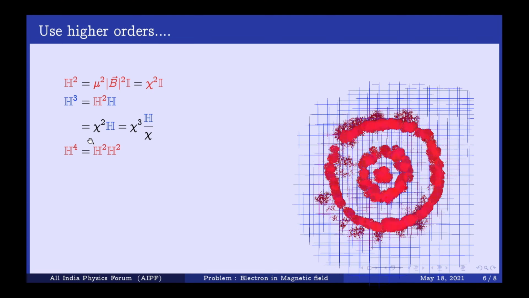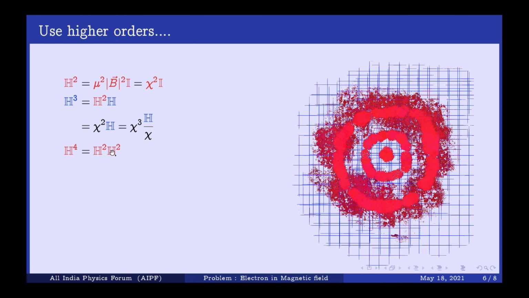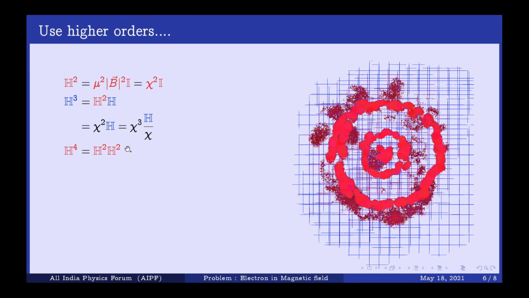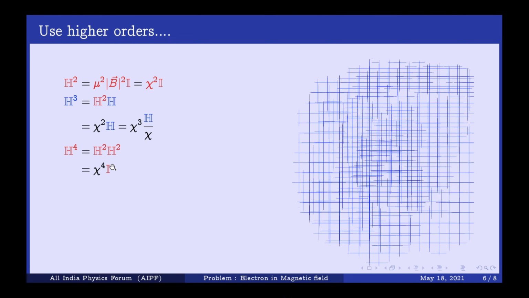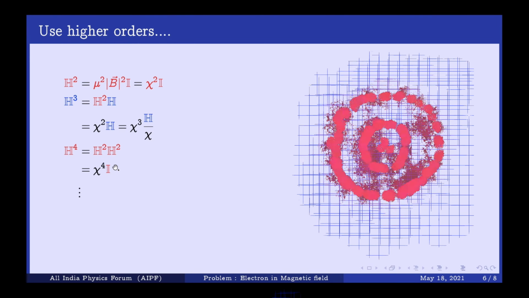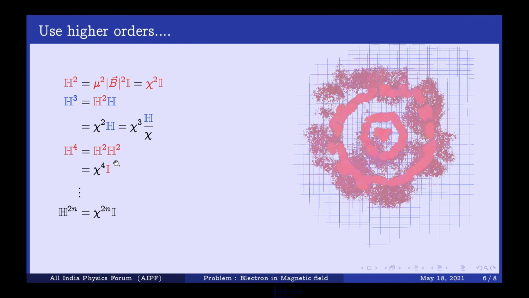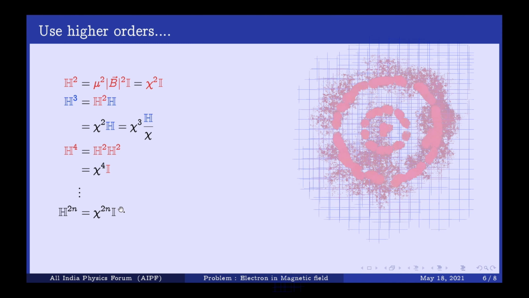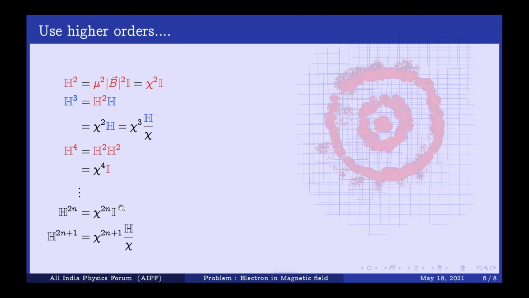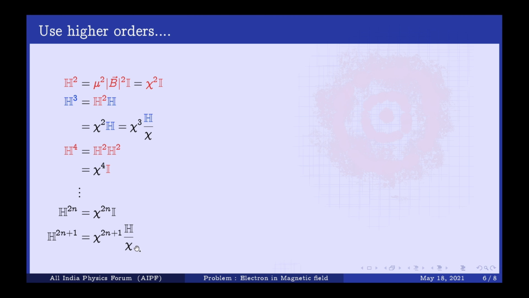Okay, so now let us calculate H to the power 4, and this will be simply H square into H square. So that will appear as chi to the power 4 identity operator. And in similar fashion you can go further, and you can calculate in general H to the power 2n as chi to the power 2n identity operator, and H to the power 2n plus 1 as chi to the power 2n plus 1 H over chi.